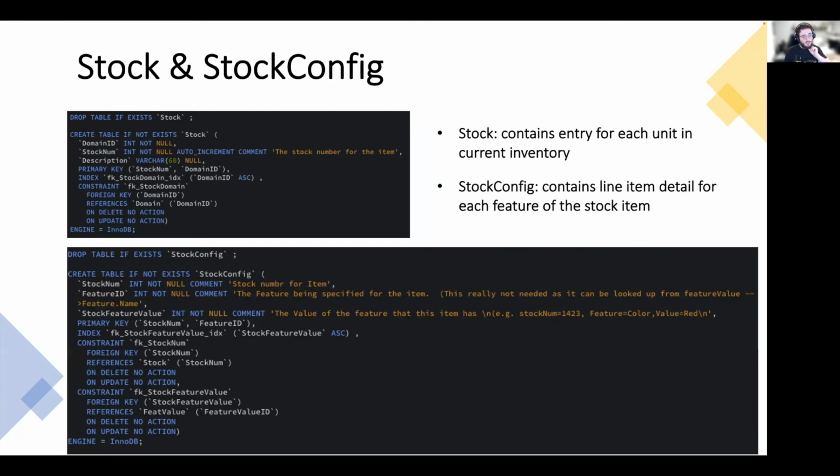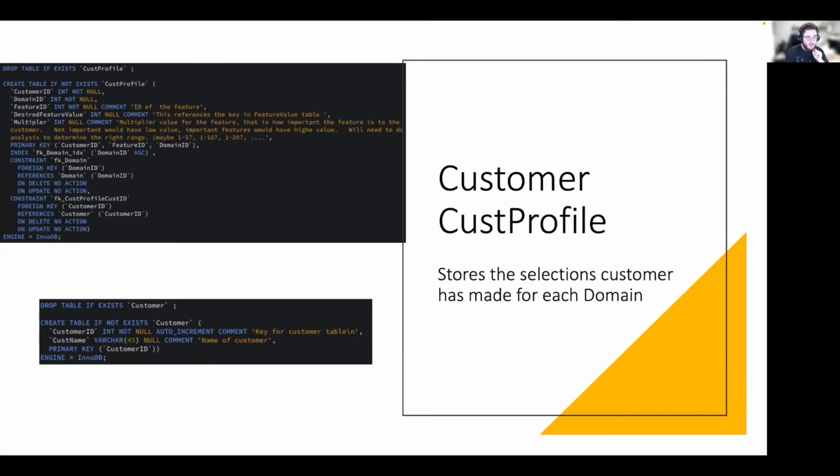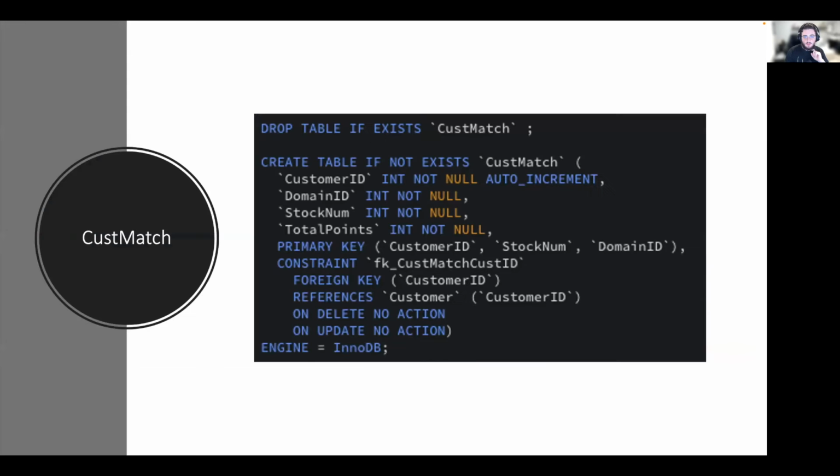Stock and stock config, we have foreign key constraints for domain ID. And we also have foreign key constraints on stock config for feature value ID and stock feature value. For customer profile, we have constraints for customer ID.